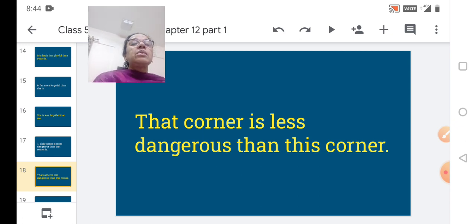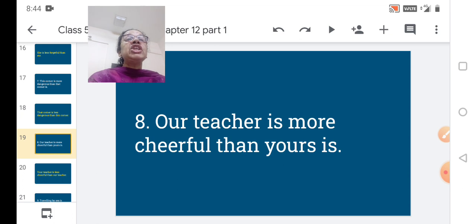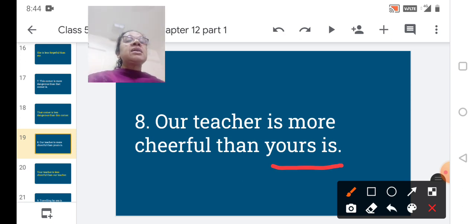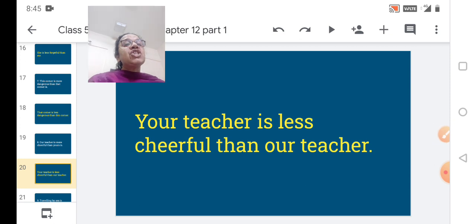Did you get it? I hope you all are writing. Write it neatly, students. Don't make it untidy. I repeat, that corner is less dangerous than this corner. Shall we move ahead? Yes. Our teacher is more cheerful than yours is. So the latter part is what here? Yours is. Okay, so we have to start the answer as your teacher is less cheerful than our teacher. Okay, just look. Your teacher is less cheerful than our teacher.